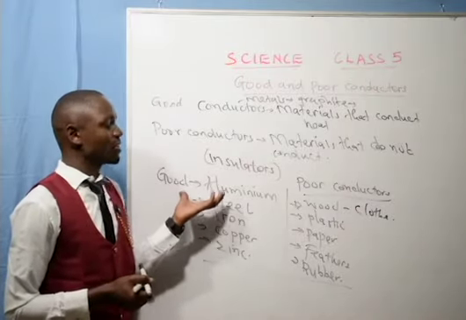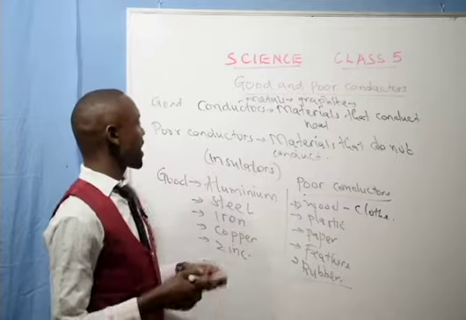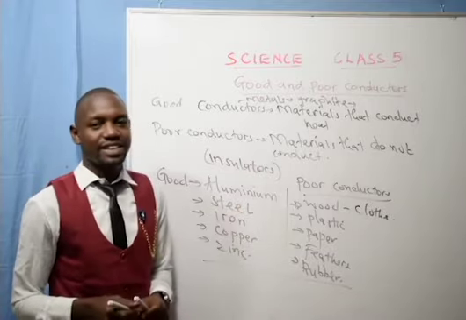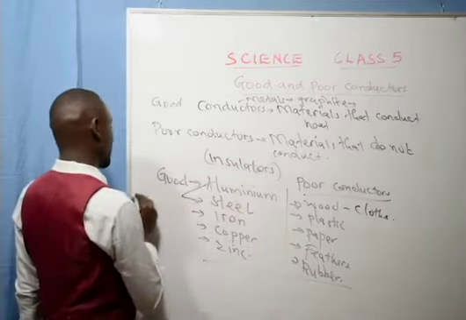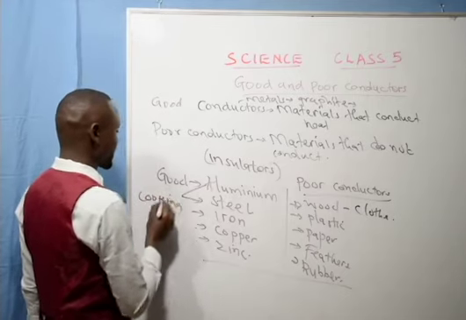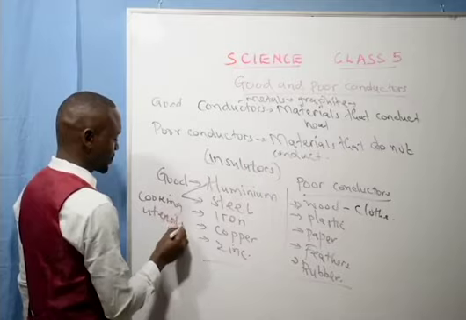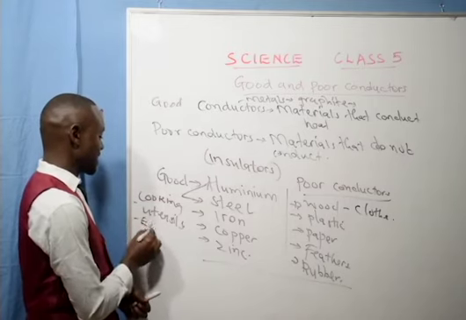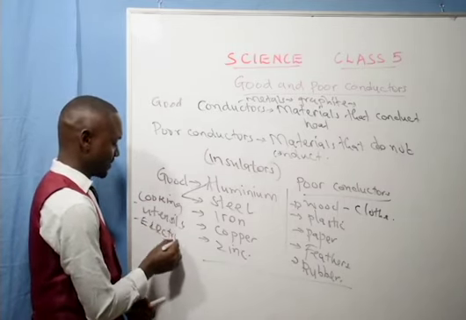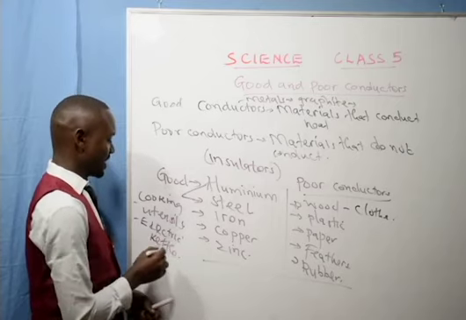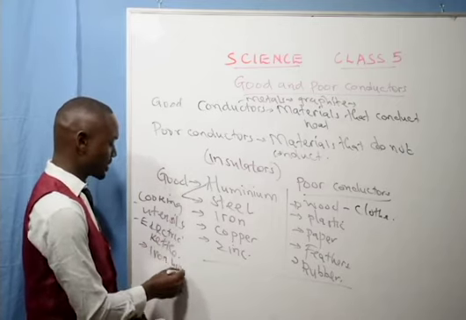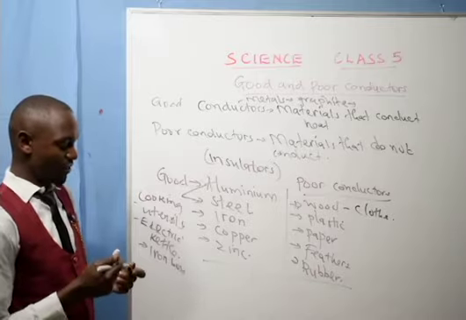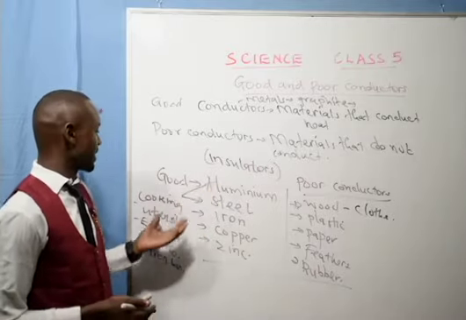Where can we use good conductors of heat? For example, look at the kitchen utensils. We have aluminium and steel. These are used in making cooking utensils. Good conductors of heat are used in making cooking utensils. We also have the electric kettle, even the iron box. These things which use heat are made using good conductors of heat.